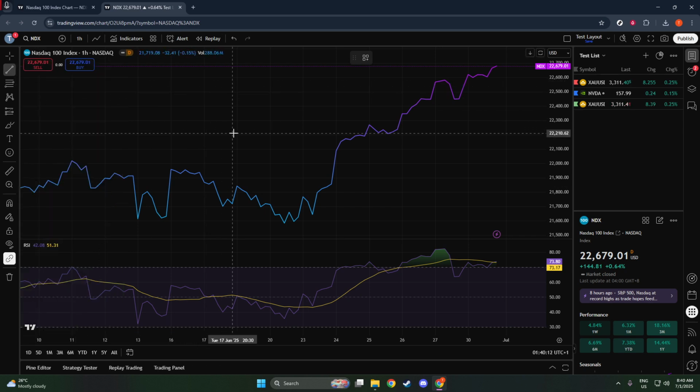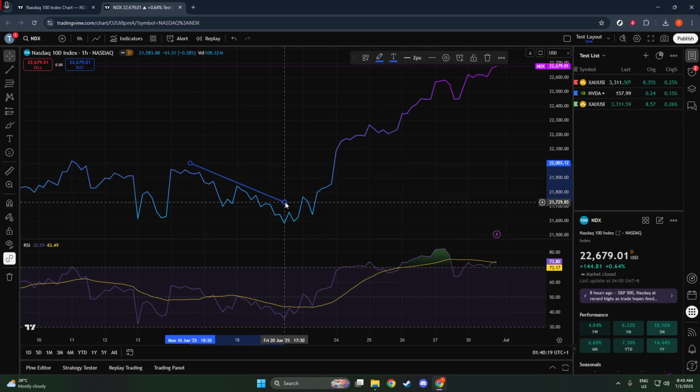Reading price action and structure is crucial. Identify trends by marking higher highs and lows for uptrends or lower highs and lows for downtrends. These markers can give you a quick snapshot of where the market might be headed. Look out for support and resistance zones, as well as key price patterns like double tops or head and shoulders.